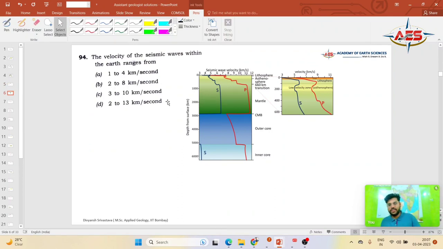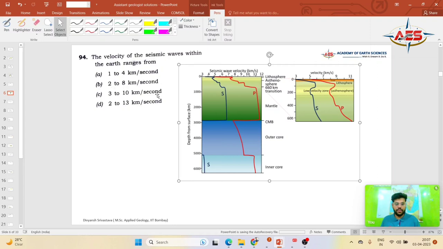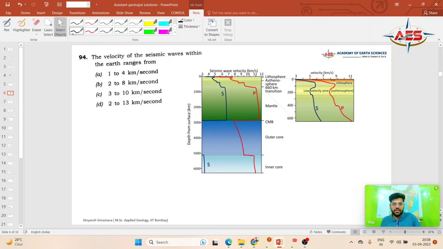Okay. 94. The velocity of the seismic waves within the earth ranges from. Okay, we see this diagram, a very popular diagram, which shows the velocity of seismic waves within the earth. As you can see this, what will you be able to recognize from it? So here, okay, I will take a pen. Here they have mentioned the seismic wave velocity, and this axis is the depth.